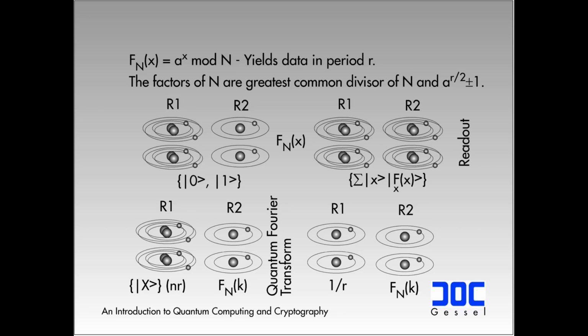In a classical computer, you apply functions to bits one at a time or in groups. In a quantum computer, you apply the functions to all of the bits simultaneously.